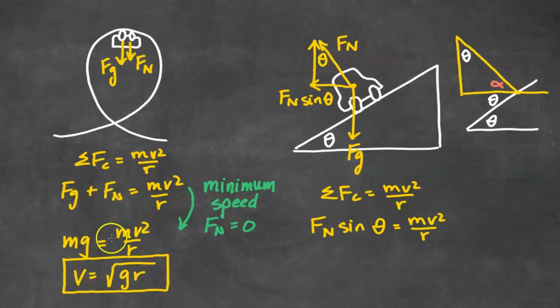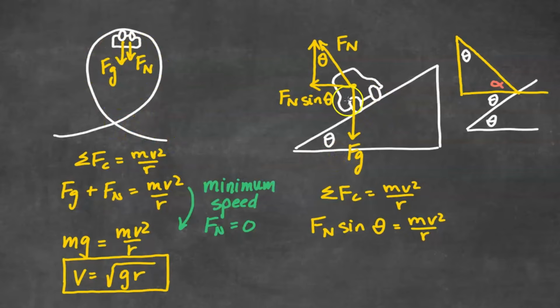And then if we cancel out the m's, we get v is equal to the square root of gr. So the square root of gr will give you the minimum speed to make it all the way around the loop. Of course, you can go faster. If you go faster, you're going to have a greater normal force. But if you set the normal force to 0, that's the minimum speed you need to get around the loop.